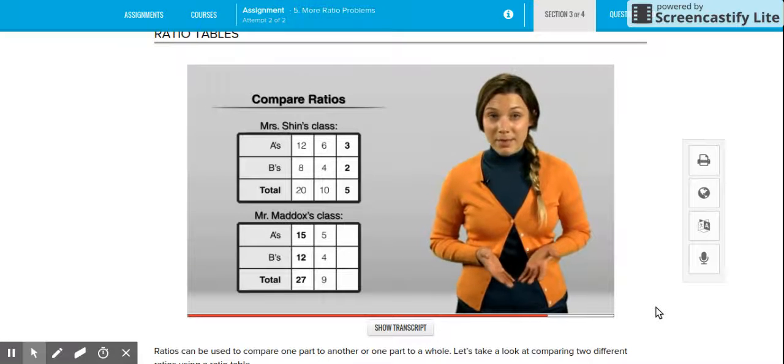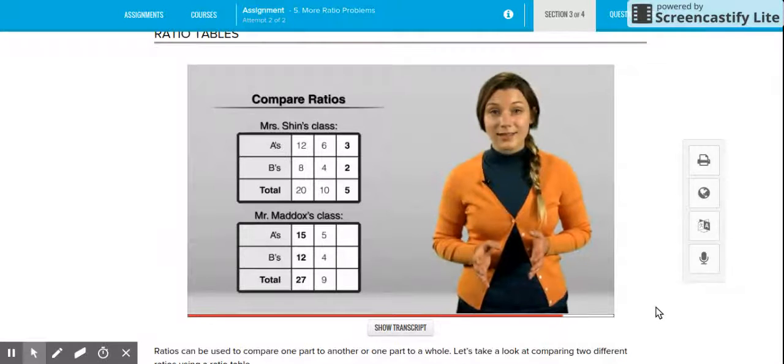With the same amount of A's in each class, there are more B's in Mr. Maddox's class than in Mrs. Shin's class. That means that the ratio of A's to B's is higher in Mrs. Shin's class than in Mr. Maddox's class.